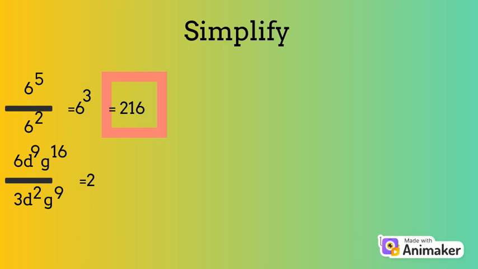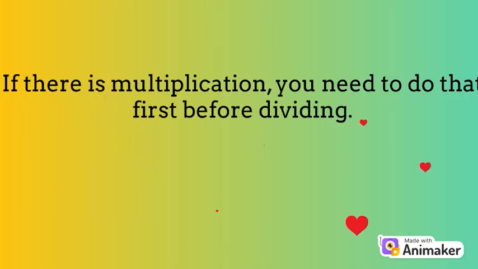Now let's move on to this problem. First, since there are no exponents, we just solve the plain numbers, which is 6 divided by 2. Now let's divide the d variable. So 9 minus 2 is 7. So far it's 2d to the 7th. Now let's divide the g variable. You can see it's g to the 16th over g to the 9th. So it's g to the 7th. So the answer is 2d to the 7th and g to the 7th.